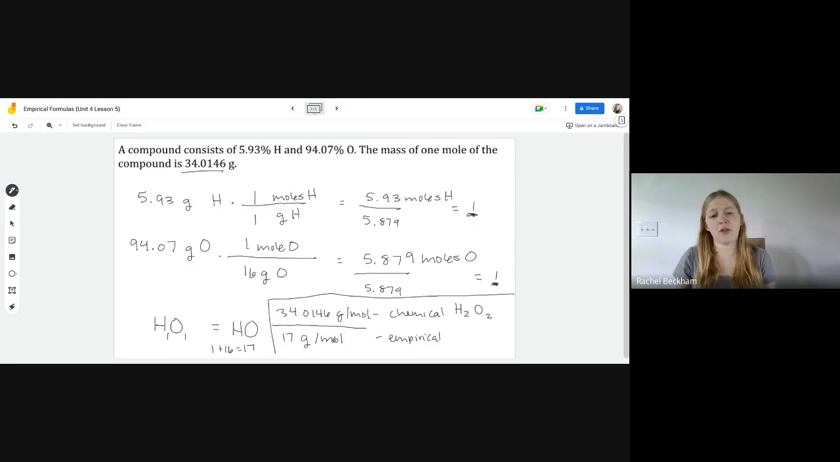We multiplied it by 2 because we did the chemical molar mass divided by the empirical molar mass, and we got the number 2. That tells you how much to multiply it.